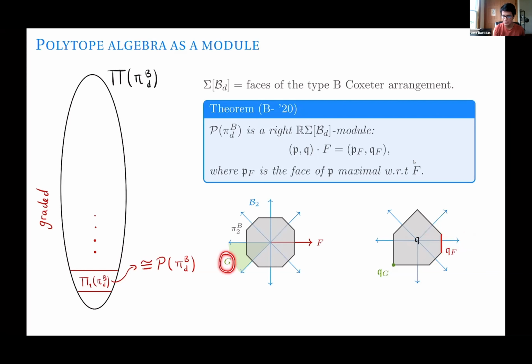Or similarly, if I act with this face G, I can take any vector in the interior of G, and I can see, okay, what's the face of Q that is farthest away in this direction? And it turns out to be this vertex right here. Okay. And it turns out that this gives a module structure. So I haven't explained what the ring behind it is, but it's generated by these faces. So let's leave it as a black box for now.